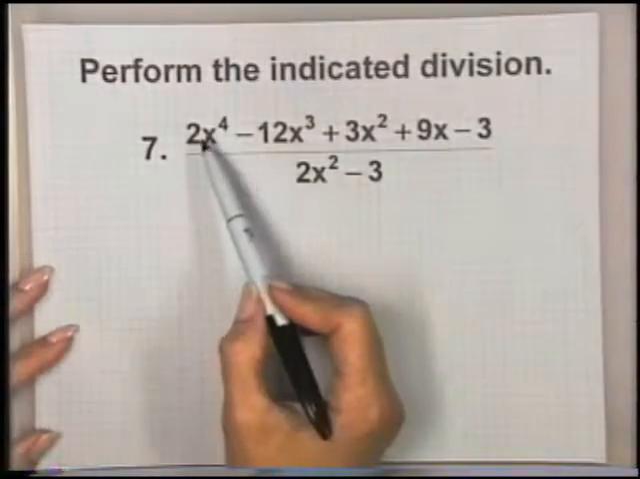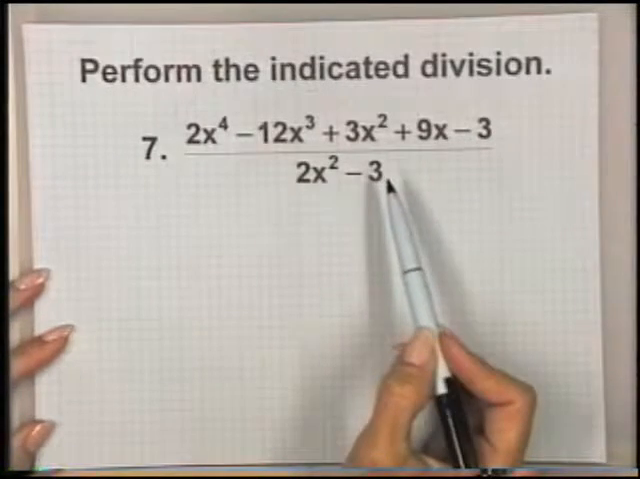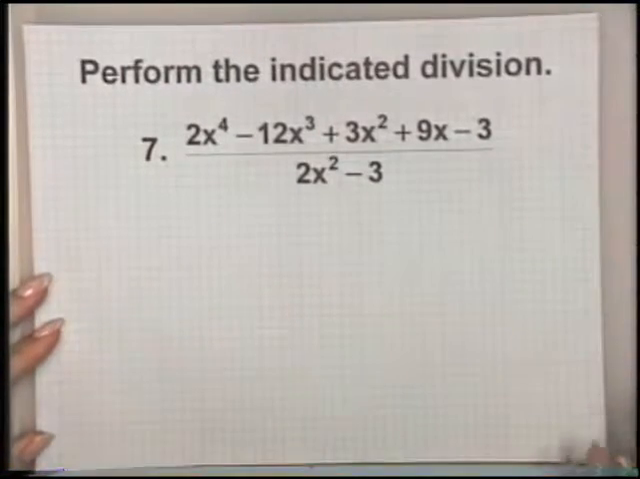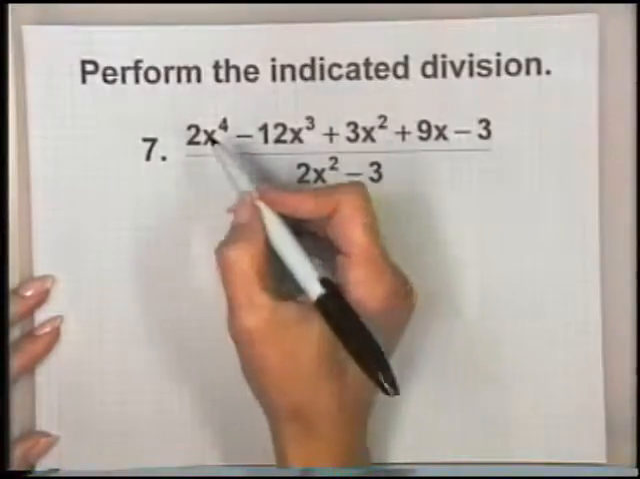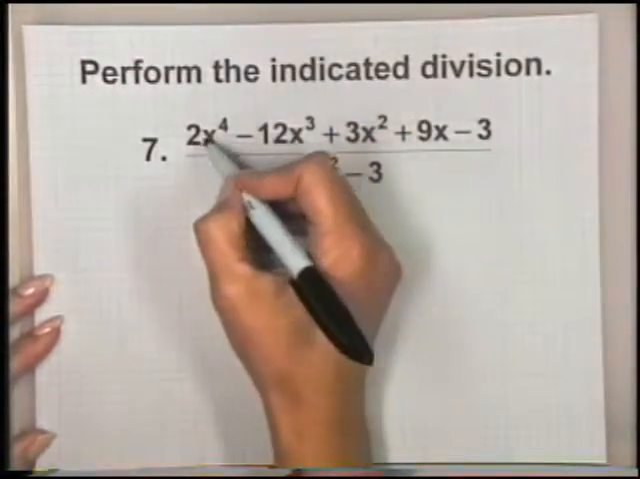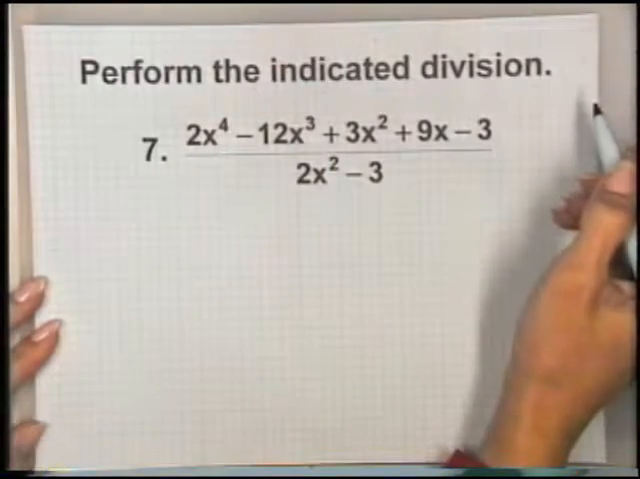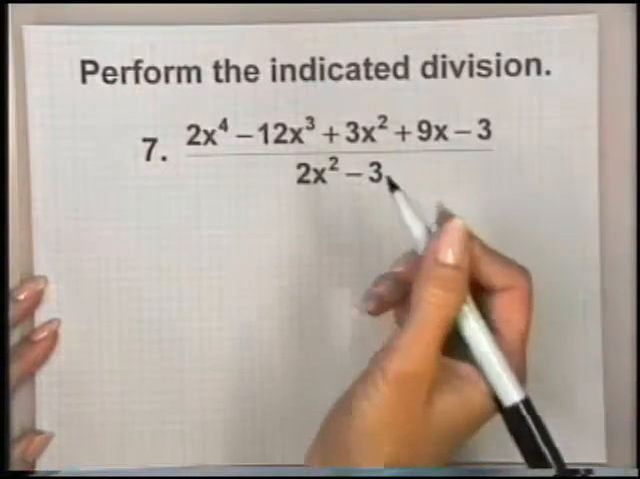In problem number 7, we note that we have a binomial denominator for our division. That tells us that we will perform long division. Let's check the numerator. I have descending powers of x. Am I missing any terms? I have x to the fourth, x cubed, x squared, x, and my constant, so I'm okay.